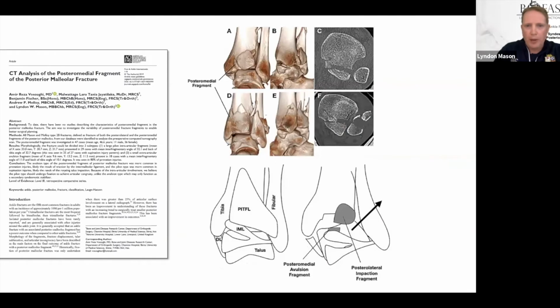This is another one of our papers looking at the intermalleolar ligament avulsions with the posterior malleolus. And this is what you get. This is the intermalleolar ligament. And in pronation injuries, as the fibula moves in that direction, it does pull off a bit, this fragment. So you can see this fragment here.